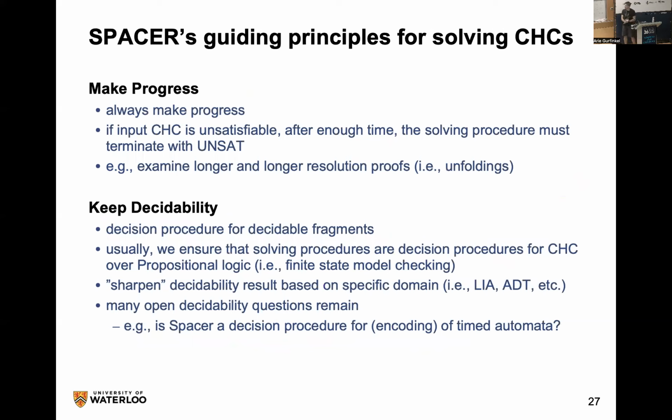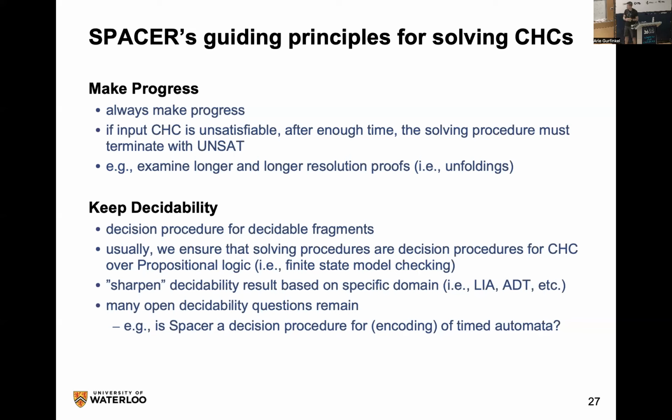Now, the guiding principles that we follow in Spacer are two things that are really critical for us. One is we want to make progress. So we never want to get to a place where we lose refutational completeness. It's really important for us that if there is a counterexample, after some time, the system will find it. We never want to get stuck in some finite part of an exploration of the state space.